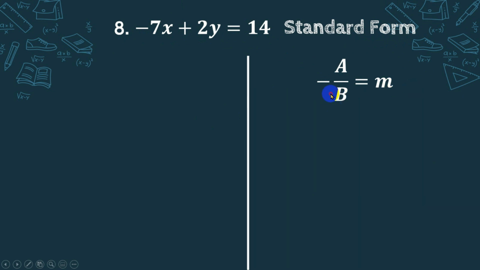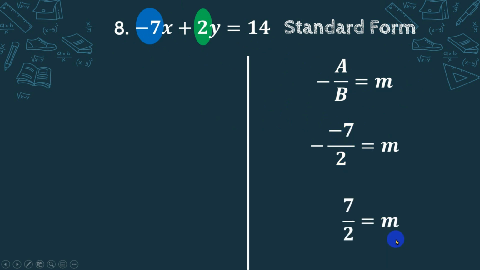Alin po ang ating a? So, that is negative 7. So, yun yung ilalagay natin sa numerator, negative 7. At alin ang ating b? That is positive 2. So, ang magiging result niya, negative of negative 7 over 2. Negative times negative, that is positive. So, the resulting slope for this equation is positive 7 over 2. Ganyan po kasimple itong another method natin na ito.